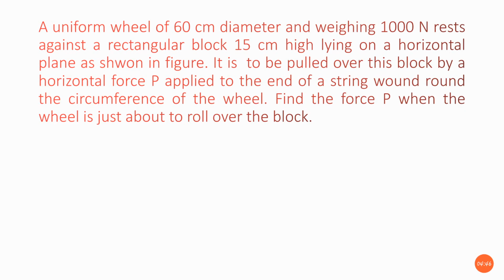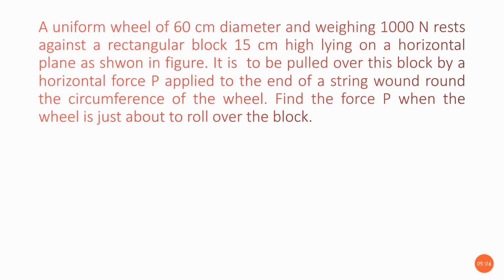The second problem is that a uniform wheel of 60 centimeter diameter weighing 1000 newtons rests against a rectangular block 15 centimeters high lying on a horizontal plane. That means the wheel is going to be 60 centimeters. It rests on the horizontal plane and has different parameters.